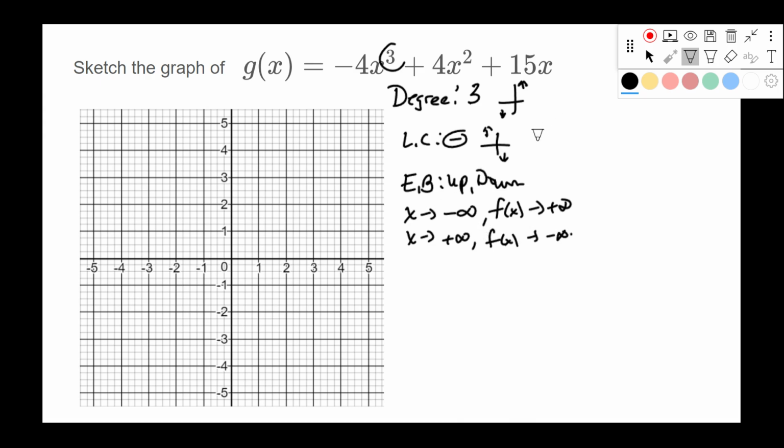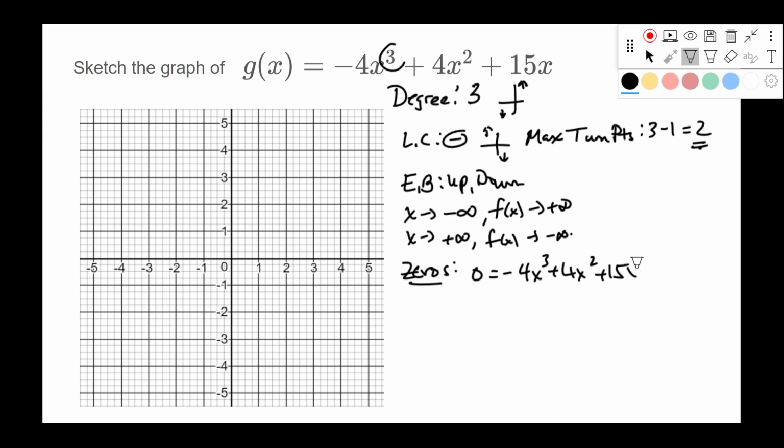The max number of turning points: it's degree 3, so if I take 1 away, 2. That's the max number of mins and maxes I can have on this graph. All right, now let's find the zeros and the multiplicities. So we're going to take g of x, set it equal to 0. Negative 4x cubed plus 4x squared plus 15x.